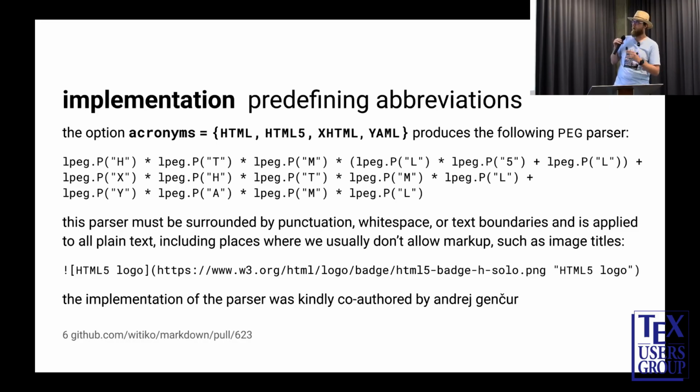In addition to this parser, you also need the actual abbreviation to be surrounded by punctuation, white space, or text boundaries, and it is applied to all plain text, including places where we don't usually allow markup, such as image titles. In Markdown, image titles are just plain text, no markup allowed, but for this option, we will also produce abbreviation nodes within the image title. And the implementation was kindly co-authored by my student, Andrej Genčur.